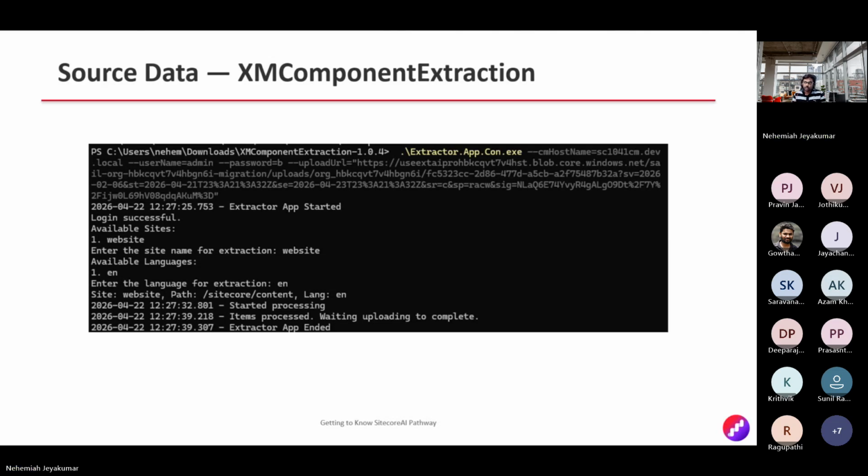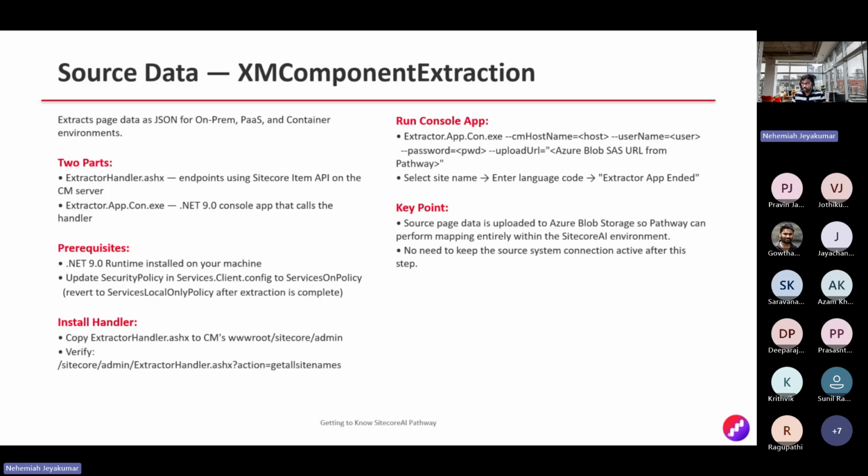Okay. So now what happens? We've got your target system structure, and we also have the source Sitecore data, which is again pushed to the Azure Blob Storage. At this time, there is no dependency from here on the Sitecore CM side, so we don't need to be connected to the system. Basically, now it is in the hands of Sitecore AI to manage it, compare it, find out which is the right template, and then migrate it.